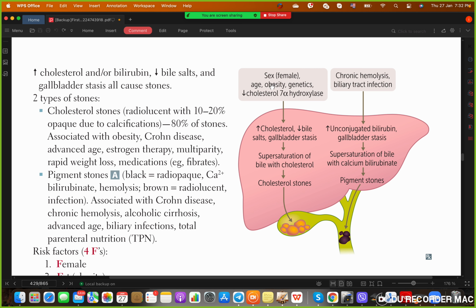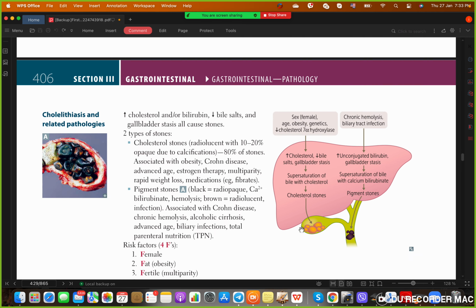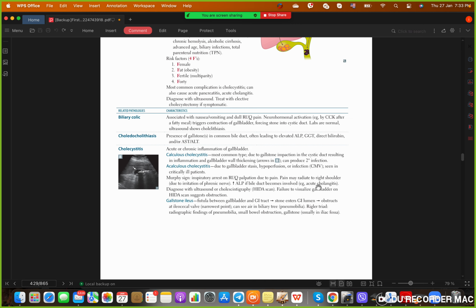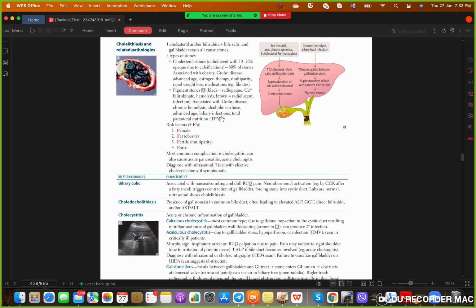Sex, which is female, obesity, and age more than 40, genetics, like all of my family got gallstones, I got it as well. Decreased cholesterol 7-alpha hydroxylase because of fibrate, for example. All of this will lead to hypersaturation of the cholesterol here and decrease in the bile salts, which can lead to gallbladder stasis. Also gallbladder stasis. This will lead to supersaturation of the cholesterol this time, and that will lead to cholesterol stones, which you can see here. The treatment is cut it and take it out, or try to remove the stone with ERCP. Okay? Is there any medication we can use to take the stone out? I mean, like cholesterol stone out?